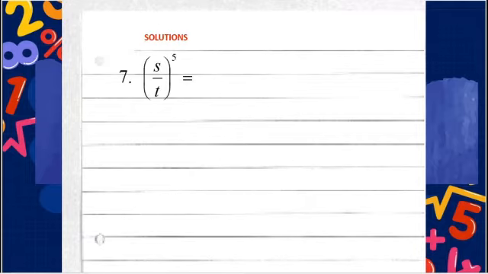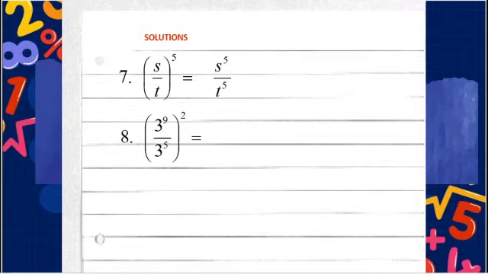Quantity s over t, quantity to the 5th power. So, this is the power of a fraction, or the power of a quotient. So, distribute lang natin yung 5 to each element sa numerator and the denominator. So, this will become now s to the 5th over t to the 5th.